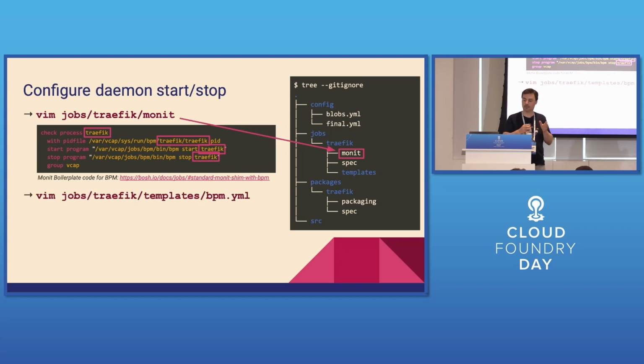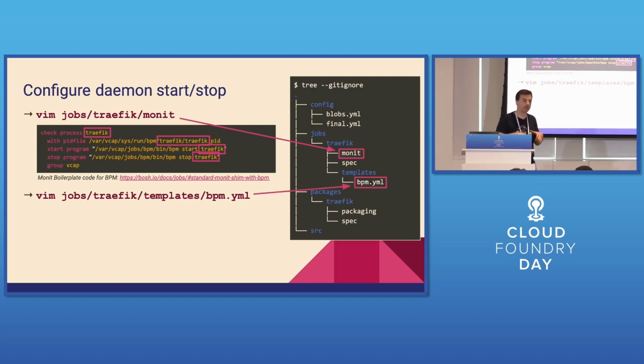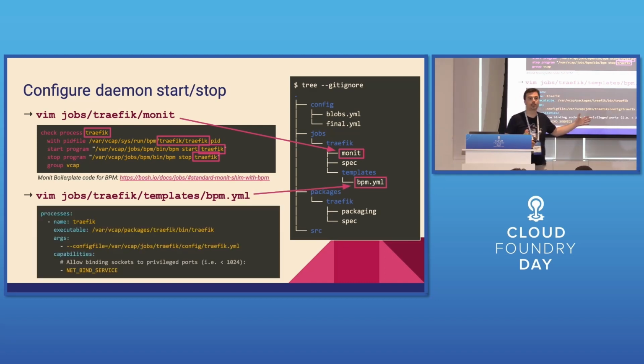Right, and we create this BPM description of the process to be run. Here we just name the process traffic, and we explain that the executable is the binary we've just extracted from within the packaging script. And we provide one arg, which is the config file. And the config file is the one we have declared as an ERB template right before. And at the end, we explain that we allow traffic to bind to privileged ports with this net bind service capability. It's very useful because we don't need it to run as root primarily.